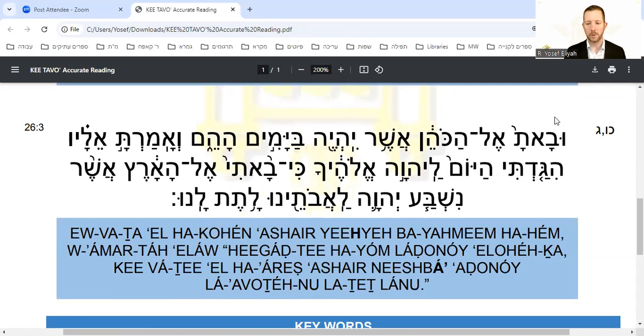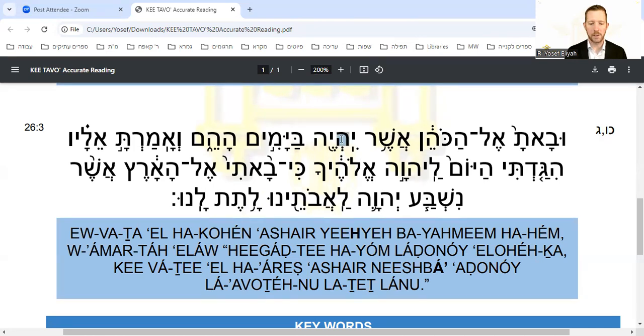And finally, we are on chapter 26, verse 3, the next pasuk. Repeat after me. Uvafa, el hakohen, asher, yeh. This hey in the transliteration is bolded to let you know that although this hey is at the end of the syllable, it should be pronounced as a consonantal hey. It is not silent. The shava should be a silent shava, but the consonant hey is sounded.